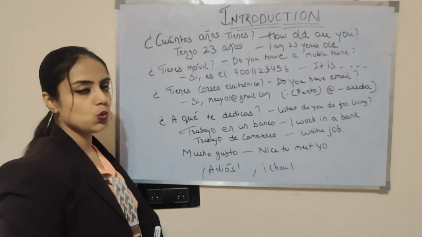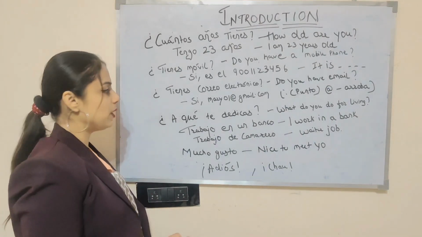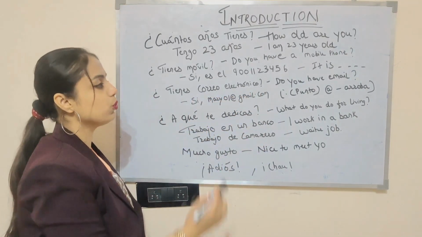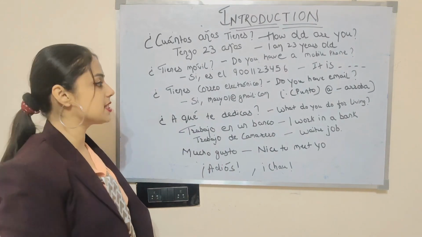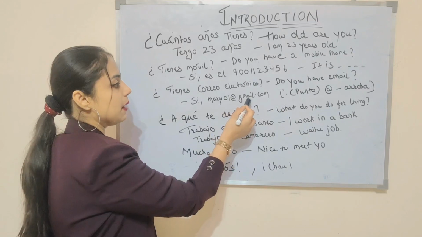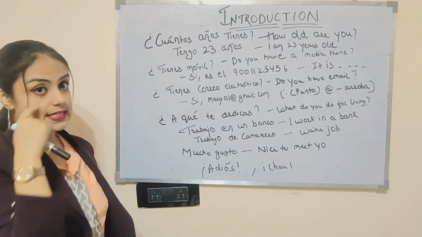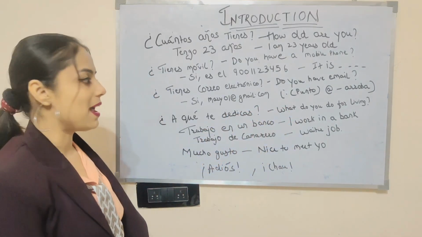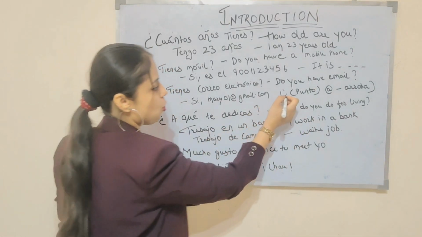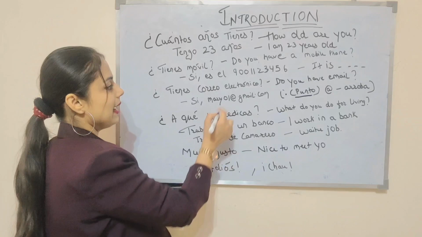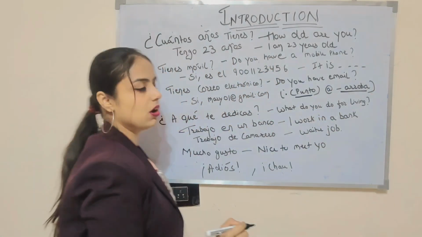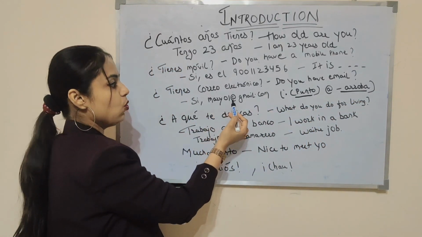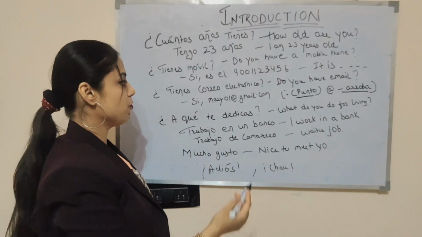Let's say if you want to ask the email address of the other person in Spanish, you will ask ¿Tienes correo electrónico? Tienes correo electrónico. Okay, do you have email? Then in return we will say sí, it's mary01@gmail.com. Now dot we will say in Spanish punto. So this dot we will say punto in Spanish. Okay, and @ is arroba. Arroba. Okay, so mary01 arroba, then G, I have mentioned in my previous session, we call it as K, so gmail.com.